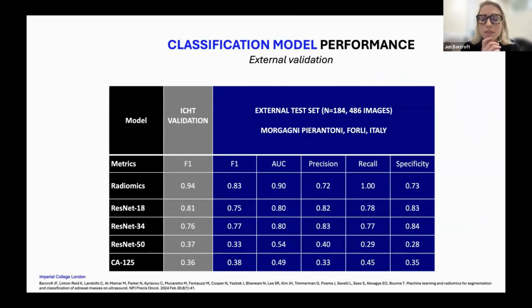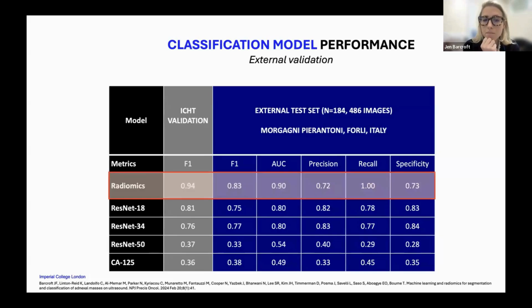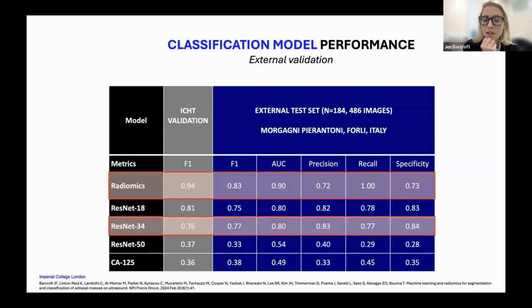So how did it perform within the Italian external validation set? As Chris said, we not only looked at radiomics as part of the end-to-end model, we also looked at radiomics from the outset. So how good was a radiomics-based model compared with ResNet at working out the classification? So is it a cancer or not based on that? And you can see here that directly comparing radiomics to deep learning, the radiomics outperformed the deep learning model across all of the metrics. We weren't surprised, were we, Chris?